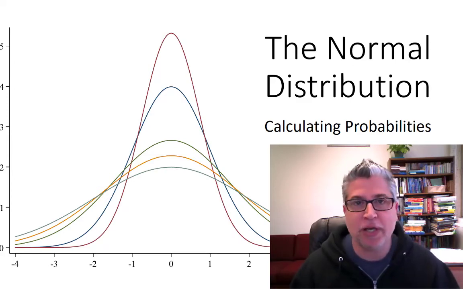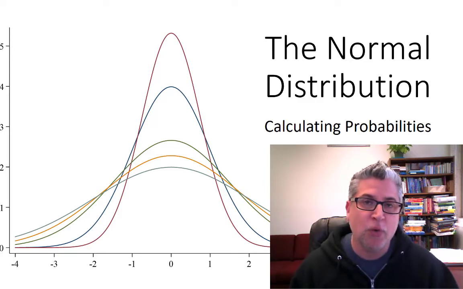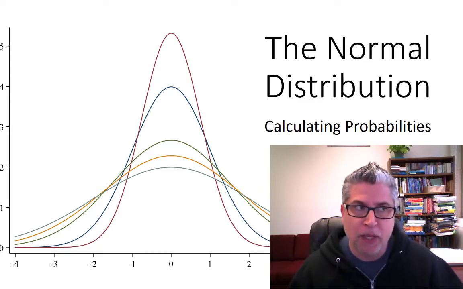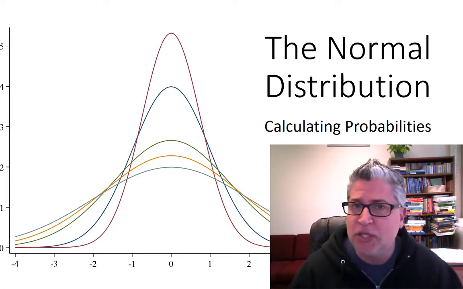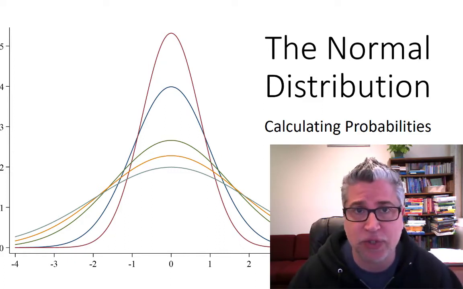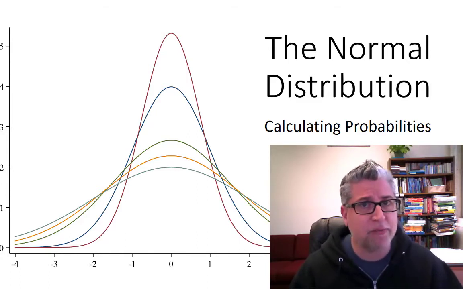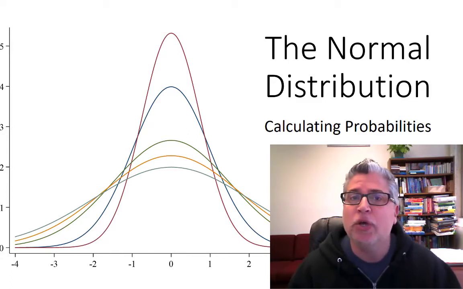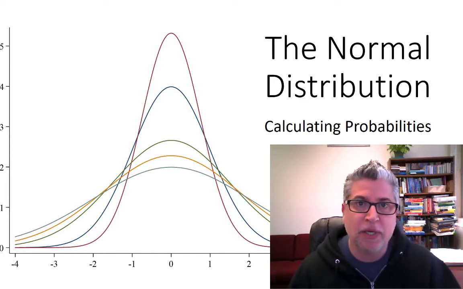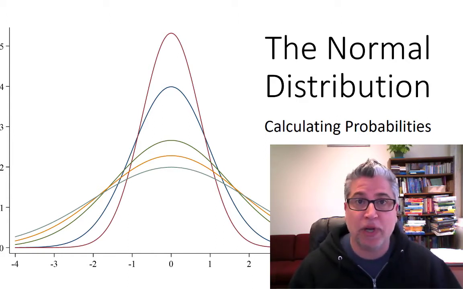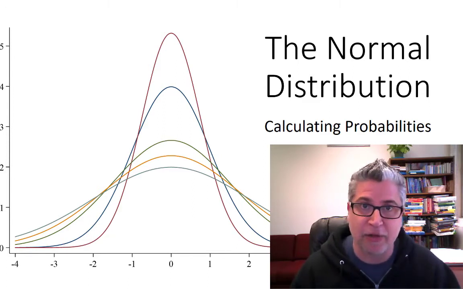So we're going to continue talking about the normal distribution. We've already defined what it is, and now it's time to start talking about how to calculate probabilities from a normal distribution. So that if I told you that SAT scores are normally distributed with a particular mean and standard deviation, you can answer questions like, what's the probability that a random person who took the ACT scored less than or greater than a particular value?